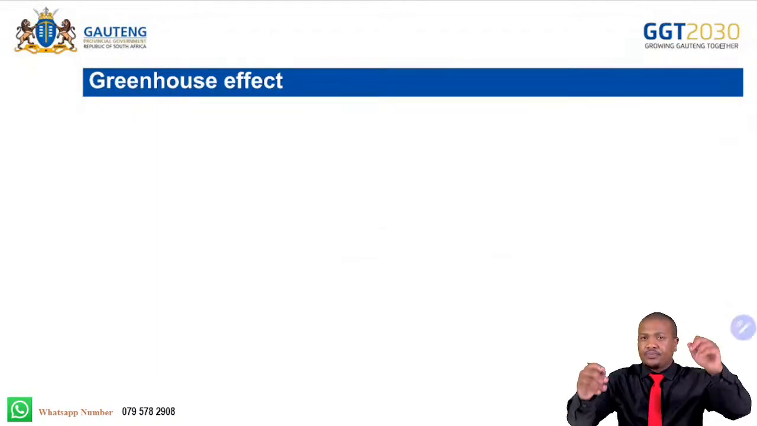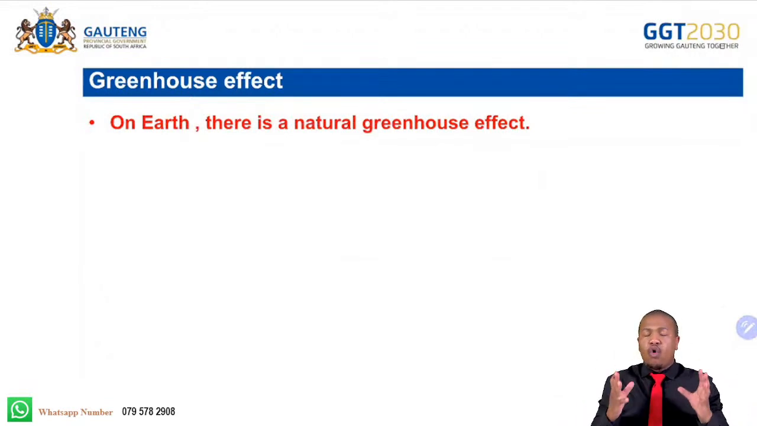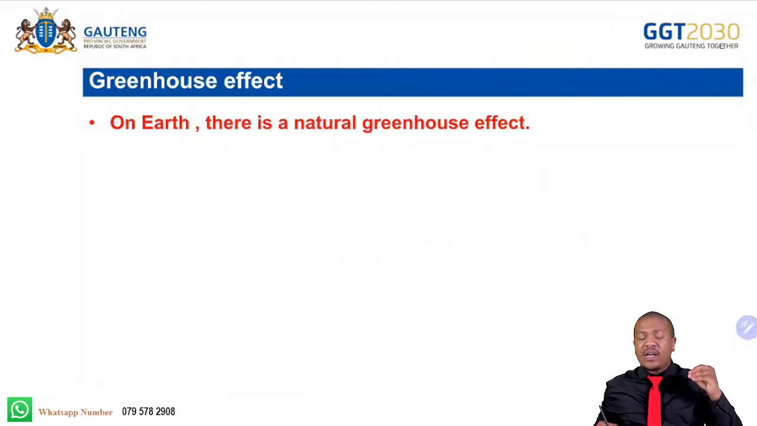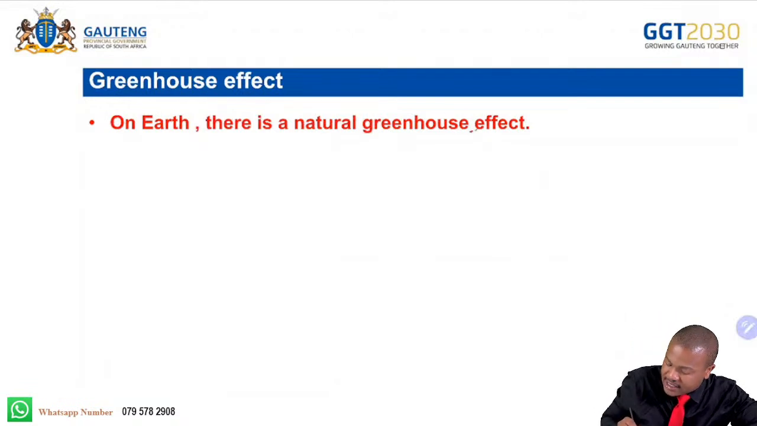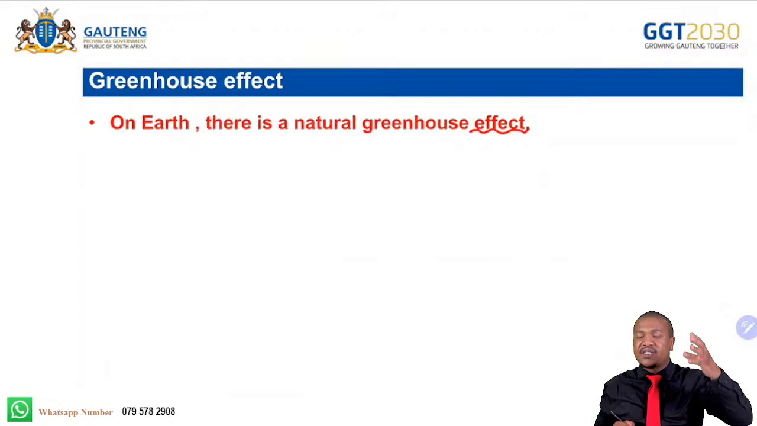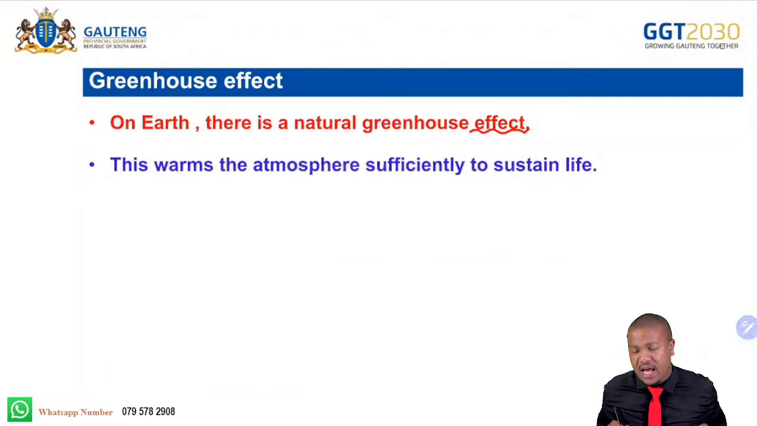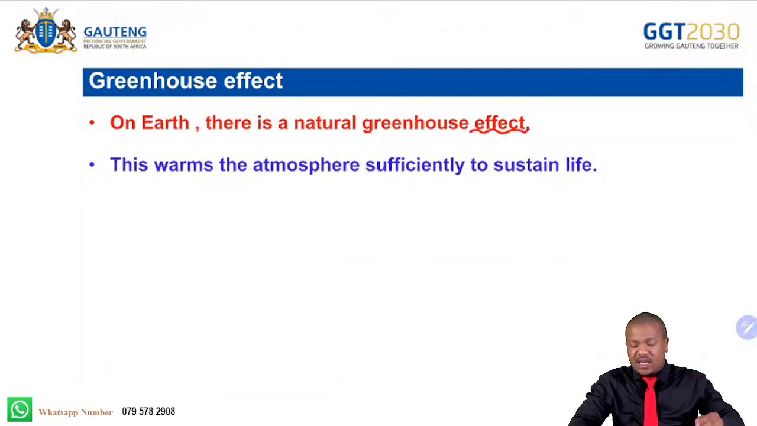Right. So now, on Earth, since we have a clue of how a greenhouse works, we have our own natural greenhouse effect. It is a greenhouse effect, meaning we have a warming effect as well. It happens as the one in the greenhouse. We have some energy entering our Earth, and also some energy not being lost from our Earth. So we have a natural greenhouse effect also on planet Earth. This natural greenhouse effect warms the atmosphere sufficiently to sustain life.